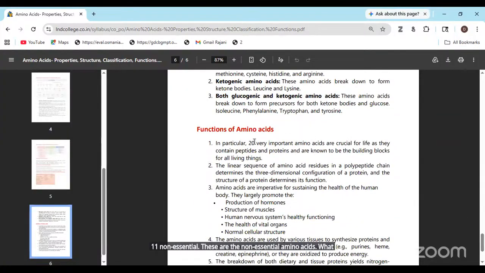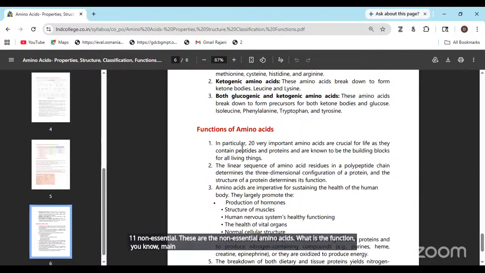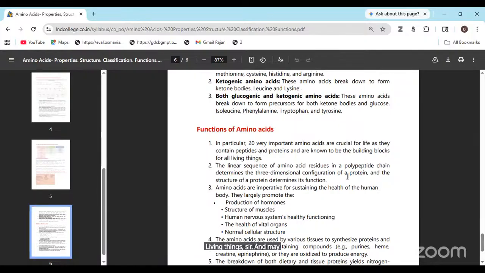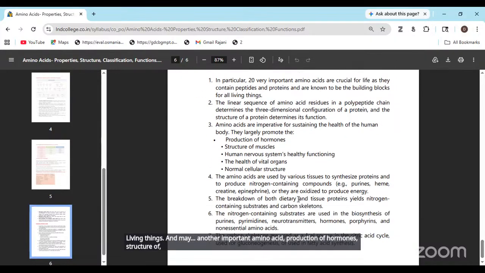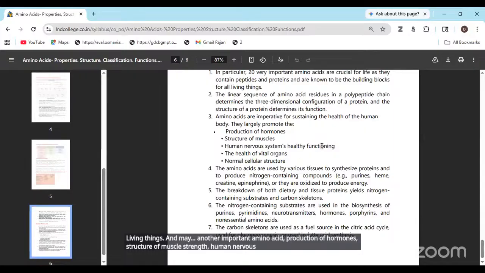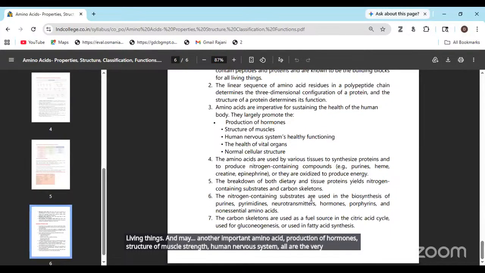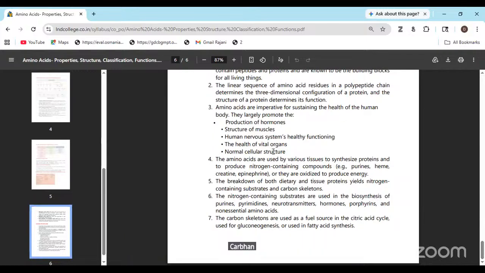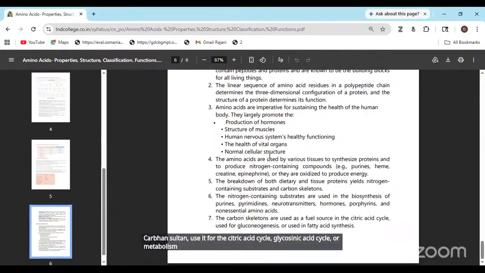What is the function? You know, the main important function of amino acids: forming peptide bonds, protein synthesis, the building blocks of living things. Another important role is production of hormones, structure of muscle strength, the human nervous system, all are very useful, and the nitrogen content. All these things are useful. The carbon skeleton is used for the citric acid cycle, glycolysis, and all metabolism is controlled with these amino acids.